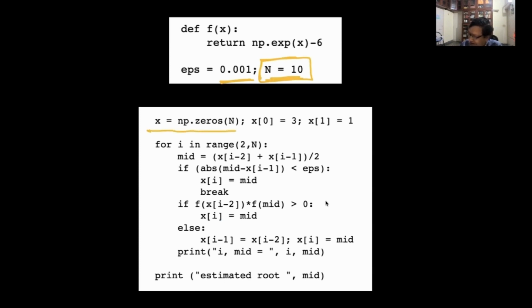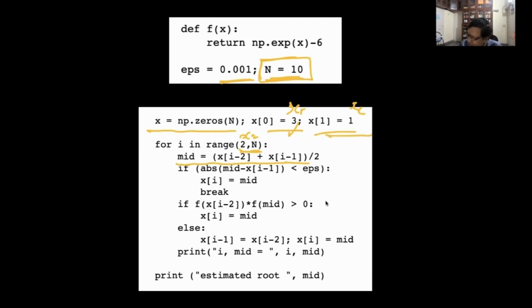So I define an X array. My X0 is 3 and X1 is 1. This is to the right, XR, and this is XL. Now I iterate from 2 to n minus 1, so this will be X2. Now I compute the mid, the average of xi minus 2 and xi minus 1, which is the potential xi. So whether it should replace xi minus 2 or xi minus 1, that's what we need to see.